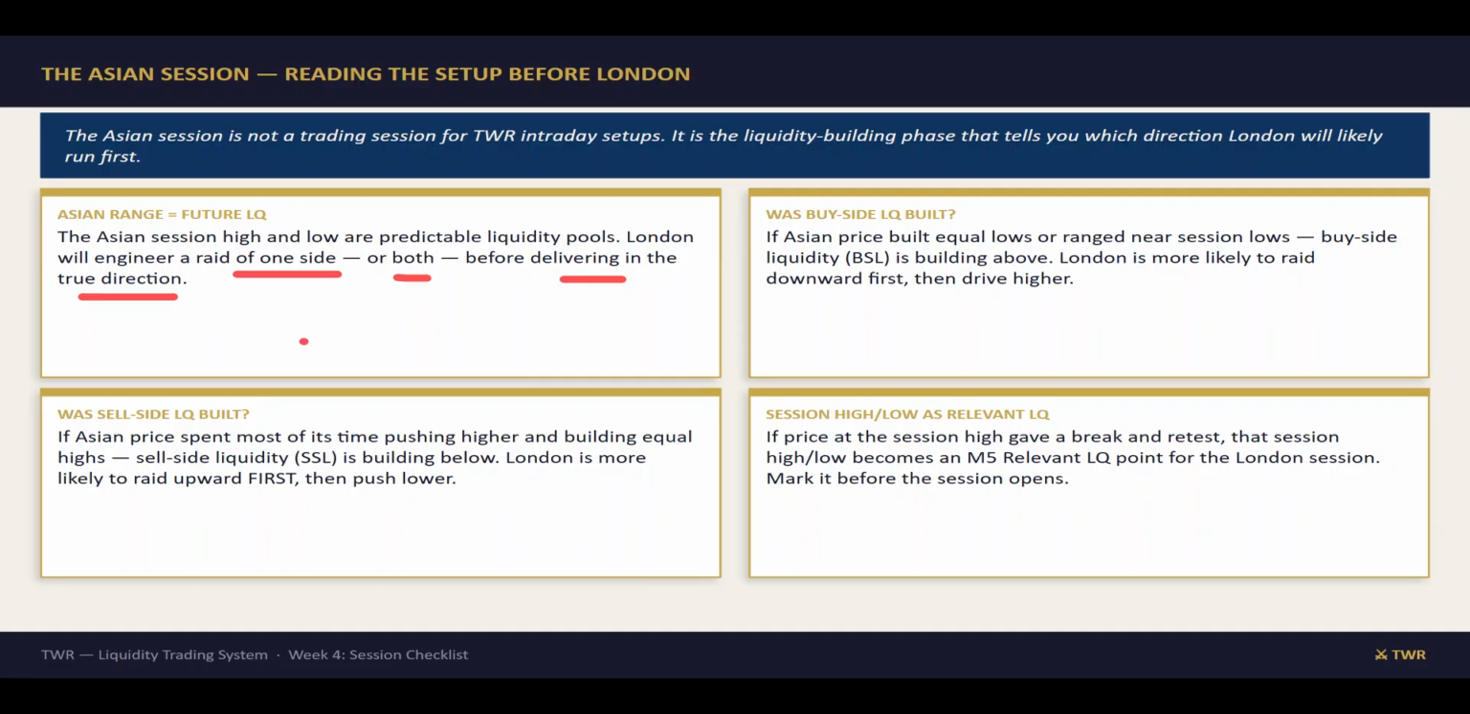Basically, if Asian price spent most of its time pushing higher or building equal highs, that now is sell side liquidity. Okay. So London is more likely to raid upward first before pushing lower.